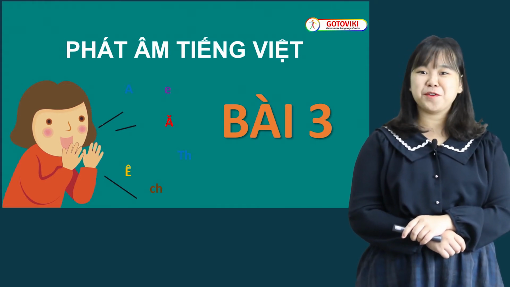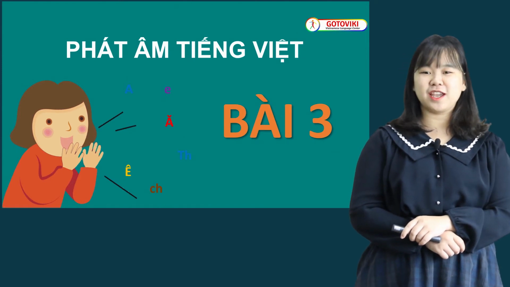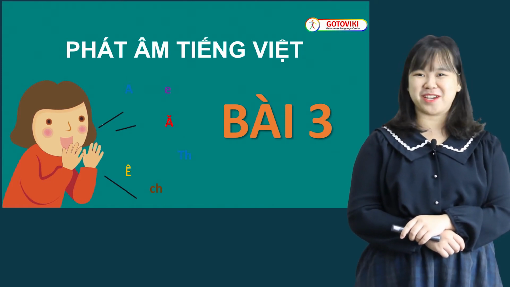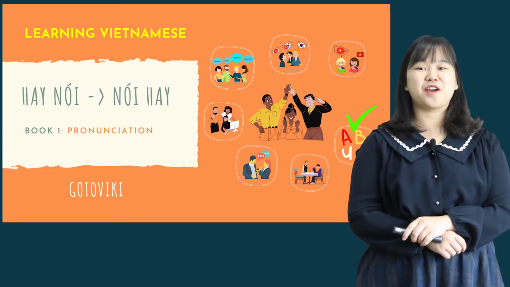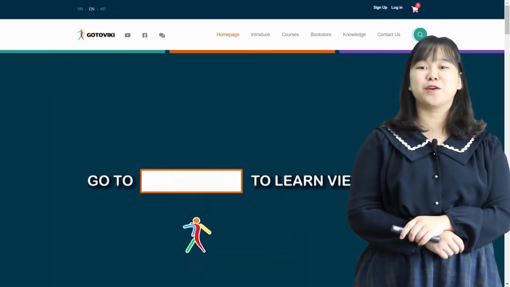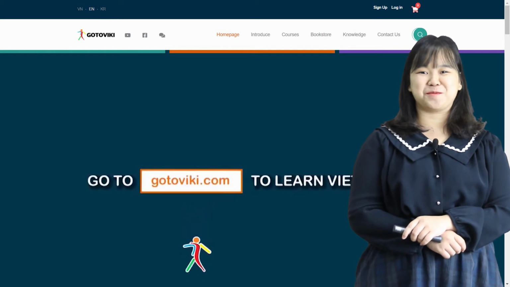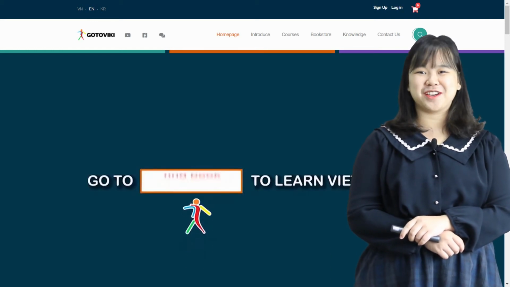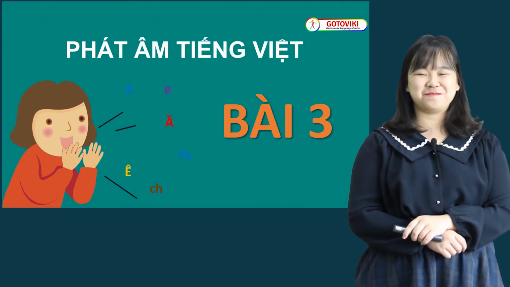So today we will find out about consonants, some single consonants and consonant clusters in Vietnamese. You can download the ebook Hay nói hay, number 1 pronunciation, on our website gotoviki.com and then print it out so that we can study together more effectively. And the ebook is completely free. Bây giờ chúng ta cùng bắt đầu bài học nhé. Are you ready for the lesson? Let's get started.